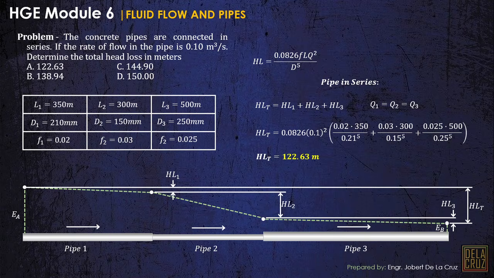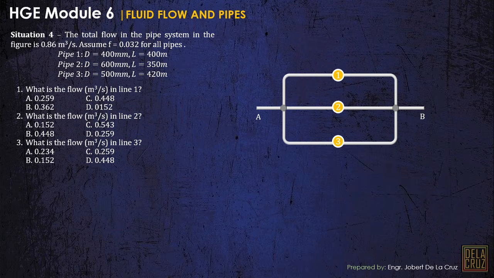So, this is for pipes in series. Let's have pipes in parallel naman. Okay. The total flow in the pipe system in the figure is 0.86 cubic meters per second. So, pag cubic meters per second, that is the discharge or Q. So, the constant frictional factor is 0.032 for all pipes. So, lahat ng pipes are of the same frictional factor, f. And we have the data here for each pipe run. Now, yung question dito is the flow on each pipe, line 1, line 2, and line 3. So, how can we solve this one?